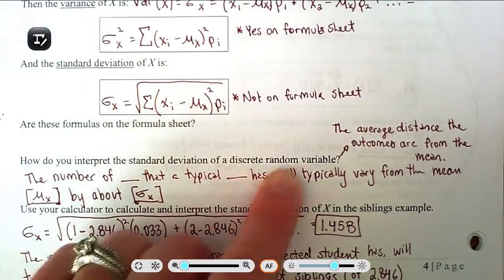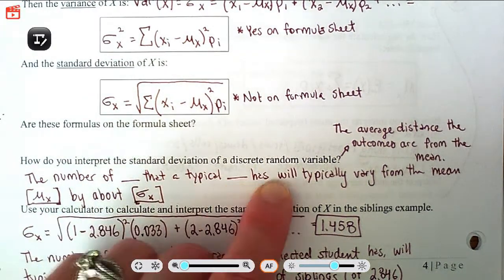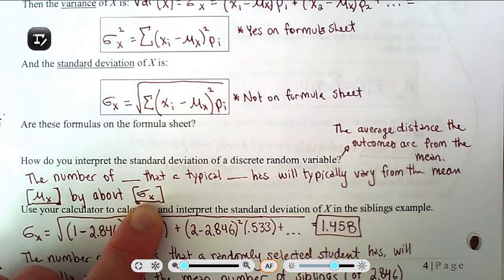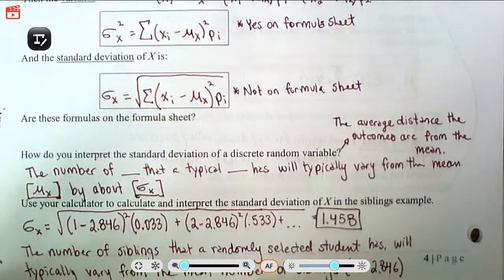How do you interpret the standard deviation of a discrete random variable? The number of blank that a typical blank has will typically vary from the mean mu X by about sigma X. It is the average distance the outcomes are from the mean.